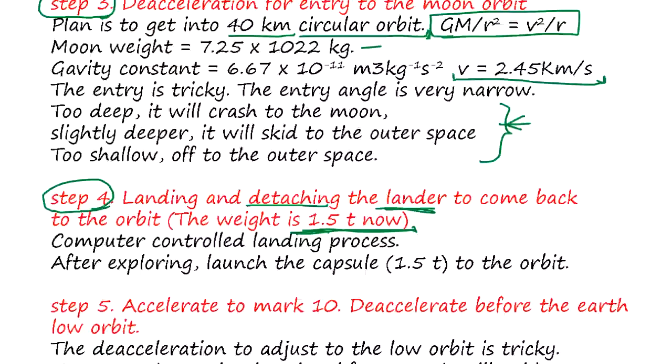And landing is an all-computer-controlled landing process. Okay, this is a local computer on board. Before that, it's all computers on Earth, used by communication. But in this process, it's going to be the on-board computer. Without a computer, it's impossible to land. And after Explorer launched the capsule to the orbit.